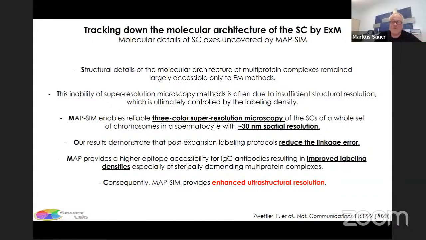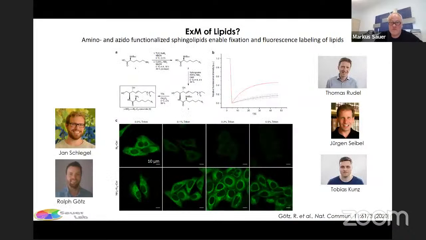So this is already a summary. I already told you that we reduced the linkage error by post-expansion labeling with antibodies, by about the expansion factor. We achieve 30 nanometer spatial resolution in 3 colors on a structured illumination microscope if we only expand 3 to 4-fold. And we have an improved labeling density. And this provides finally enhanced ultrastructural resolution.